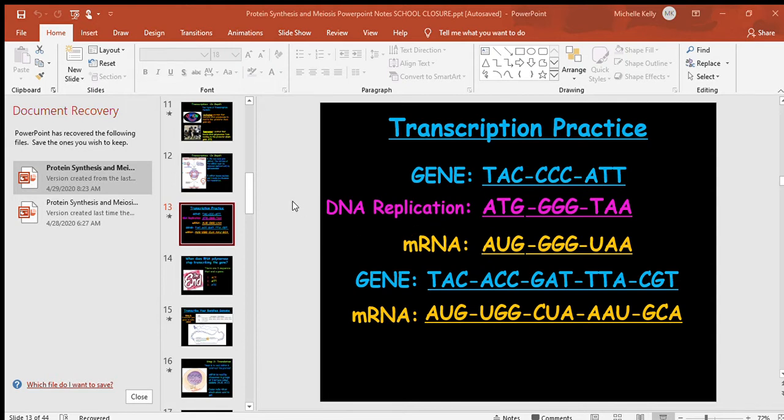Okay, and then this little molecule would leave the nucleus, float out into the cytoplasm, where it's going to be translated into a protein. All right, and here's another example. Here's your gene. All right, here's your mRNA. So you're going to do practice with that.